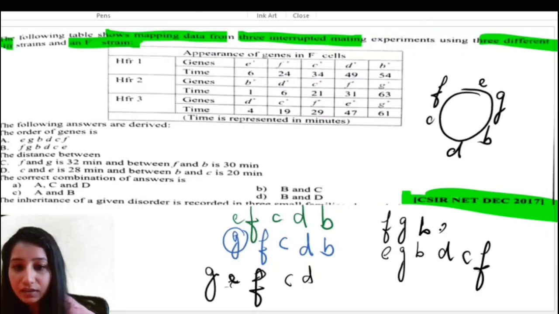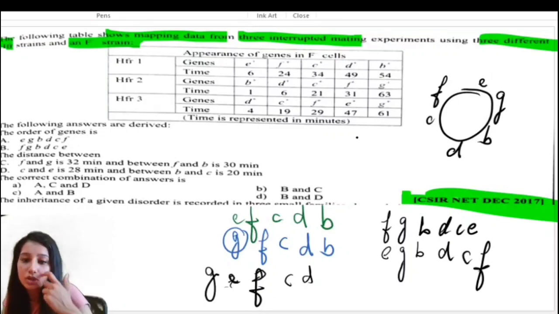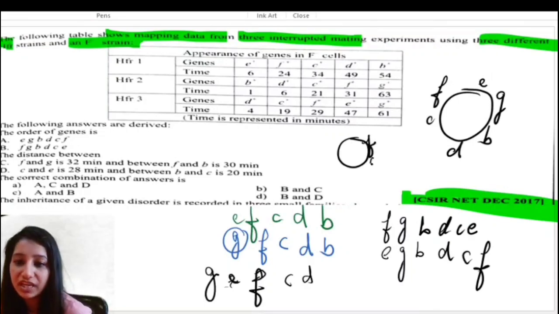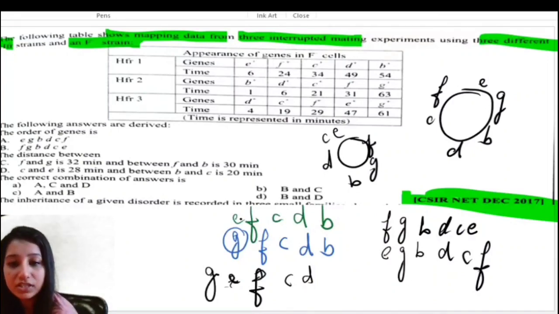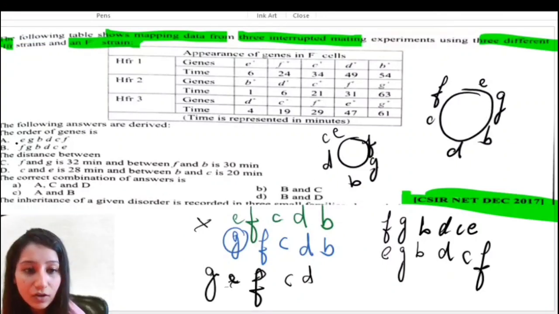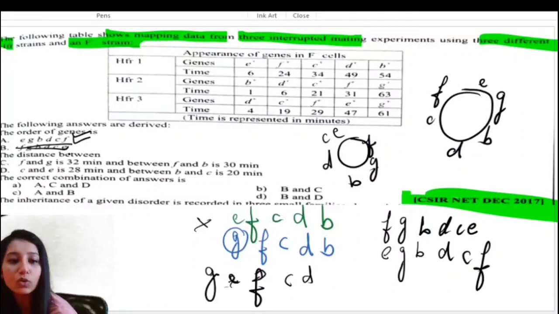In option B, what is the condition? F, G, B, D, C, E. If I make a map of that, F, G, B, D, C, E. Does the first condition happen? The first condition is E, F, then G, D, B. No, it's not happening. The first transfer cannot occur because it's a totally different sequence. The F has to be here. In the second condition, G, F, C, D, B; E is skipped. In the next condition, G, E, F, C, D. No, so this cannot occur in any way. Option A can occur very easily. So option A is totally correct.